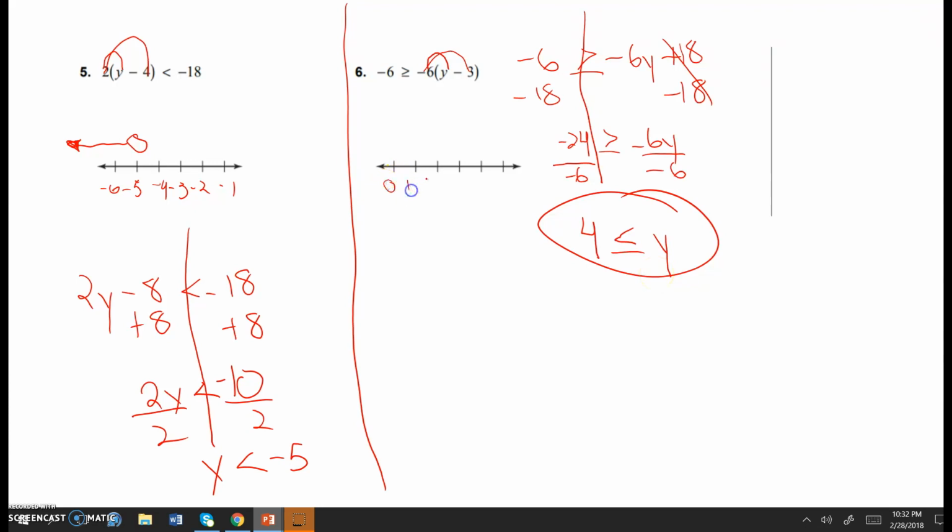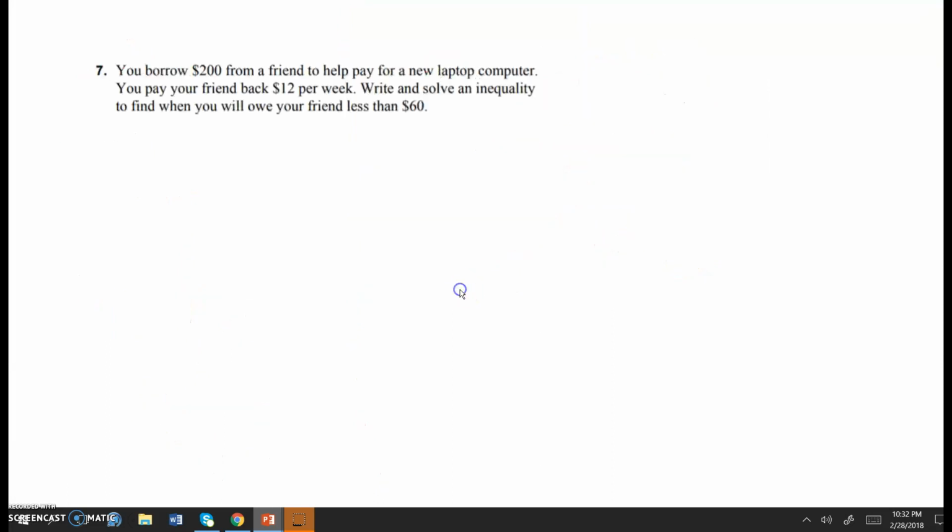So 0, 1, 2, 3, 4, 5. Closed circle because of that less than or equal to sign. And y is anything bigger, so it's going to go this way. All right, number 7.